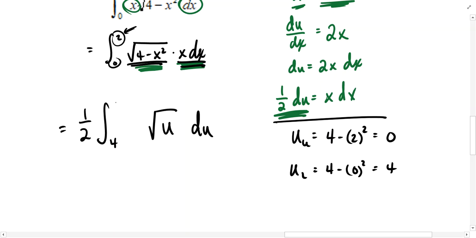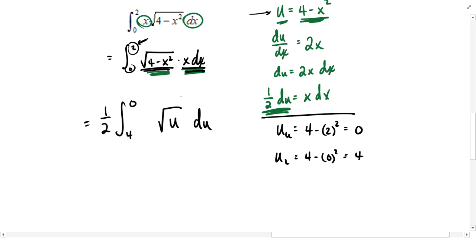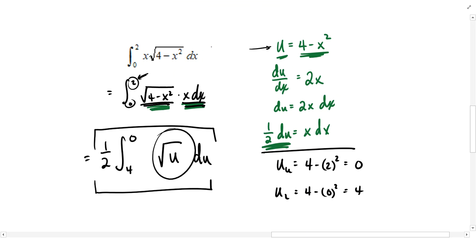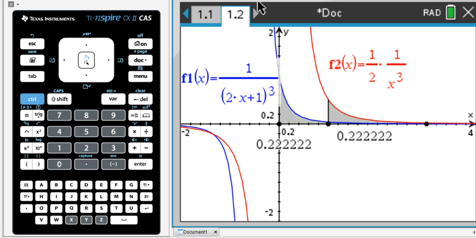And so that's kind of interesting. We're ranging from 4 on the lower boundary to 0 on our upper boundary. This is kind of backwards. But again, that should be okay, because when we compute the result, even though the shape of this object might be different than the shape of this object, the area under the curve associated with this expression will be the same as the area under the curve associated with this expression. I'll try to build that in my TI calculator again.